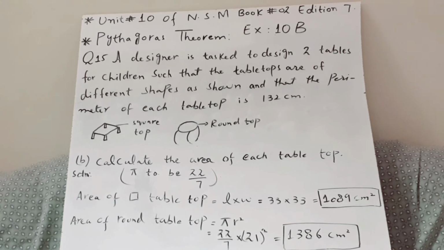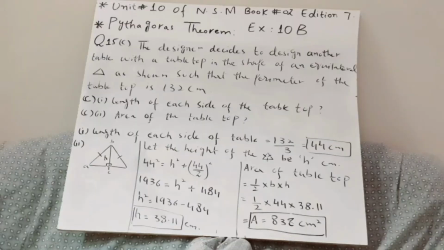So let's move on to question number 15C, first part. The designer decides to design another table with a tabletop in the shape of an equilateral triangle, as shown, such that the perimeter of the tabletop is 132 centimeters. They are asking for the length of each side of the tabletop.